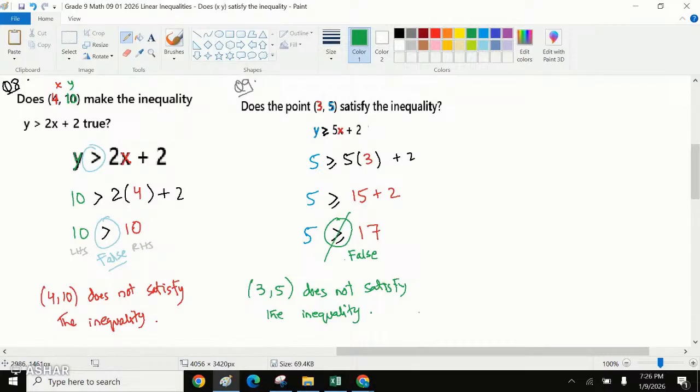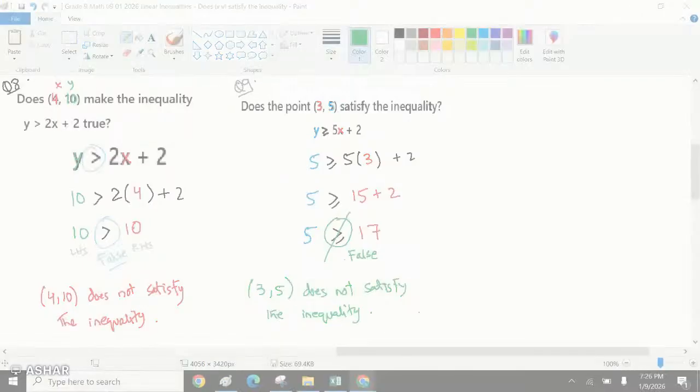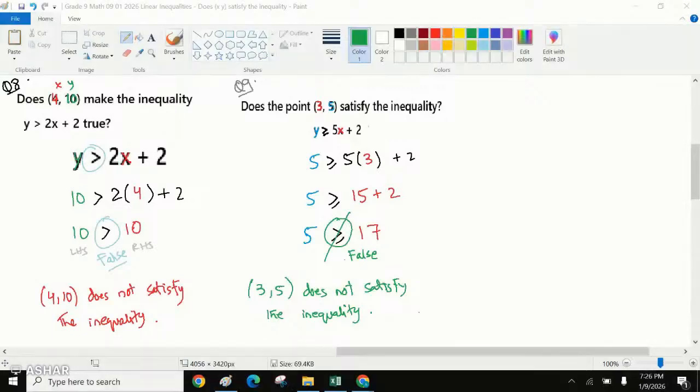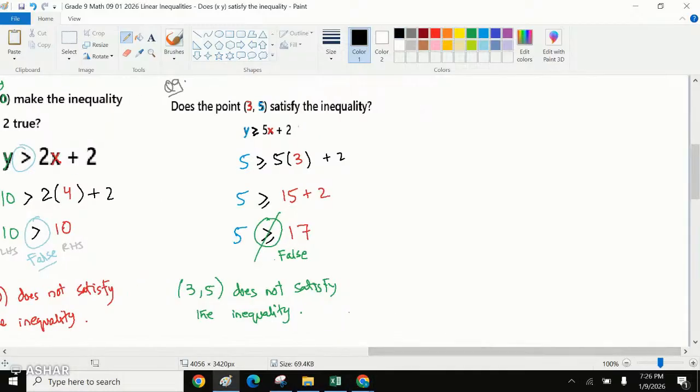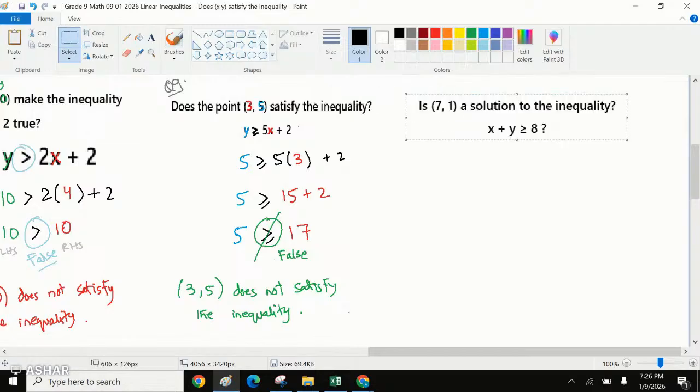Moving ahead to the next question, let's see what they're asking us. They're saying the given point and an inequality is given to us. Is this a solution to the equation? Question number 10. Okay, they're asking whether this point is a solution to this equation.